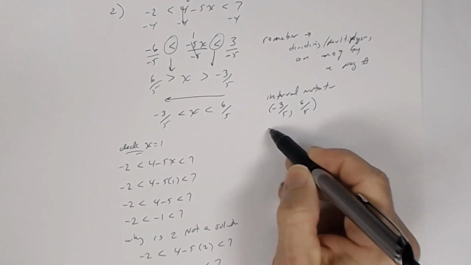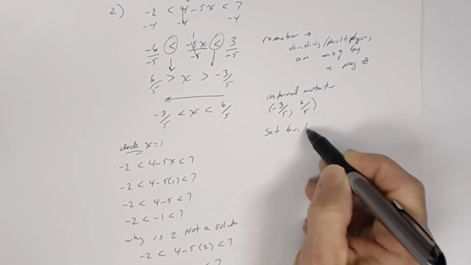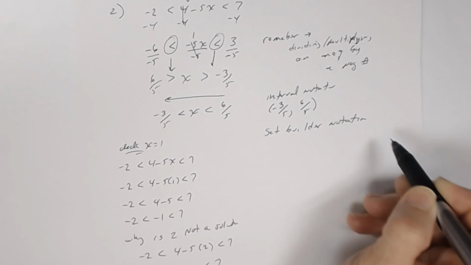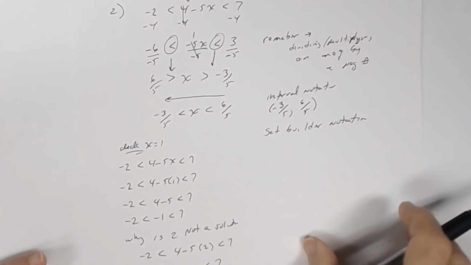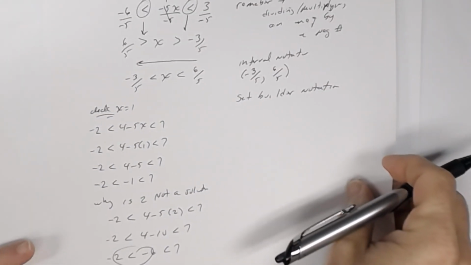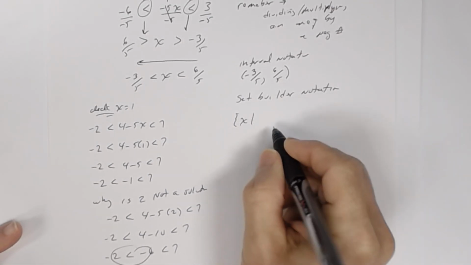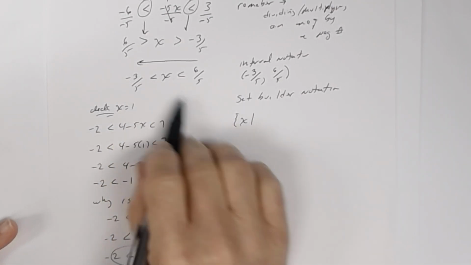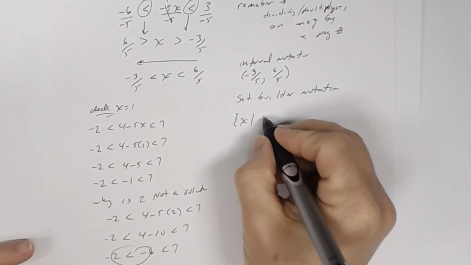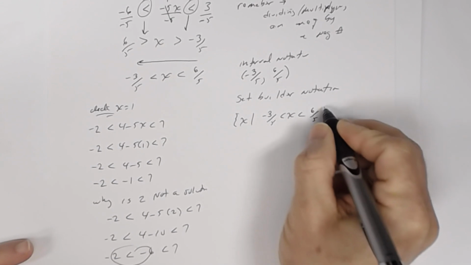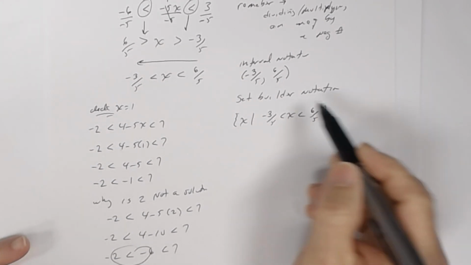Then let's talk about set builder notation. So when I do the set builder notation, you're going to say the set of x's such that, and then all you do is rewrite this part in here. So such that negative 3/5 is less than x is less than 6/5. And that's set builder notation.